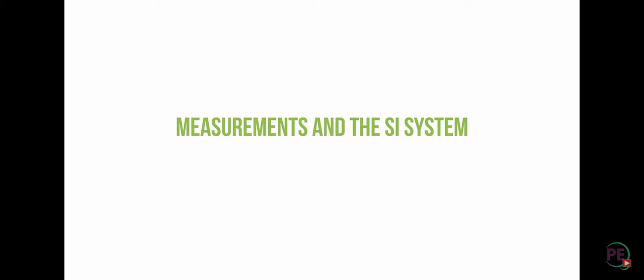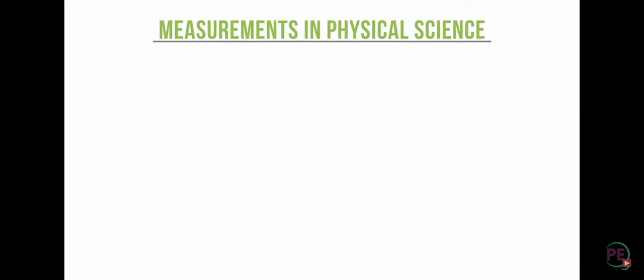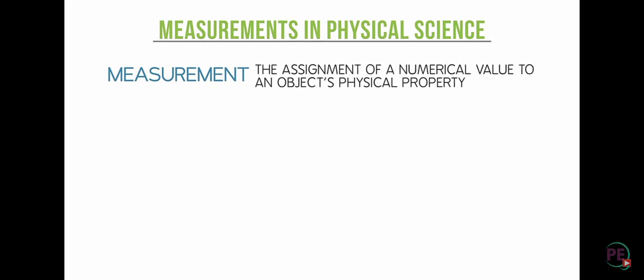This is part 1 of the lesson on units of measure. In this video, we will discuss various units of measure, and we'll also introduce the SI system of measurement. To begin, let's define what a measurement is and what it actually means to measure something. Well, in science, a measurement is considered the assignment of a numerical value to an object's physical property. Measuring physical properties such as length, volume, and density is very common.